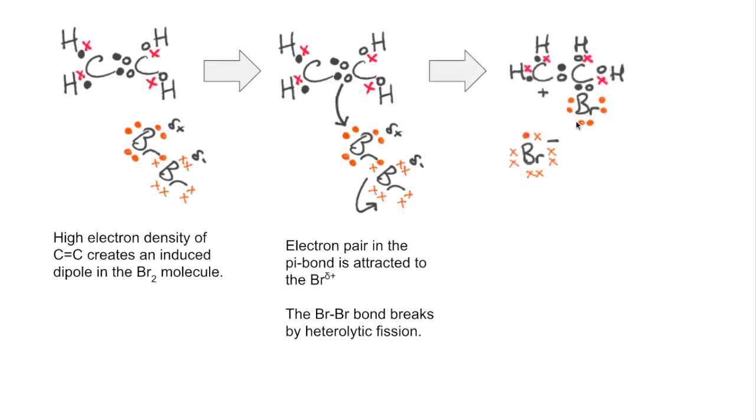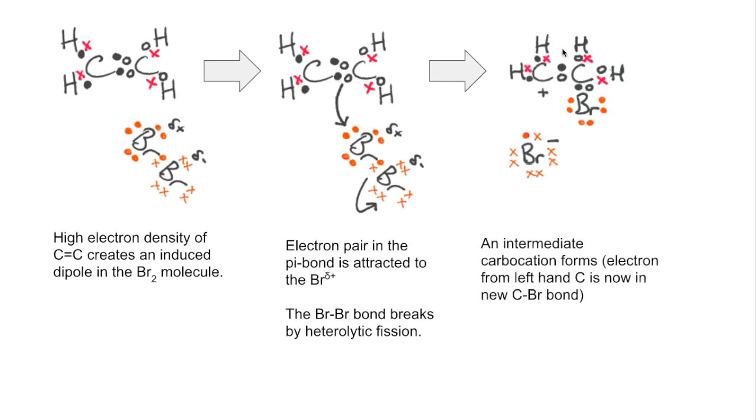So that generates these two species here, so we'll just quickly talk about those. This one here is what we call a carbocation. So it's a positively charged ion containing carbon, where this carbon here has picked up a positive charge because it's effectively lost one of its electrons. There it is there in this new C-Br bond. This part of the bromine molecule that's broken off has effectively gained that electron from this bromine, and so it's a negatively charged bromide ion.